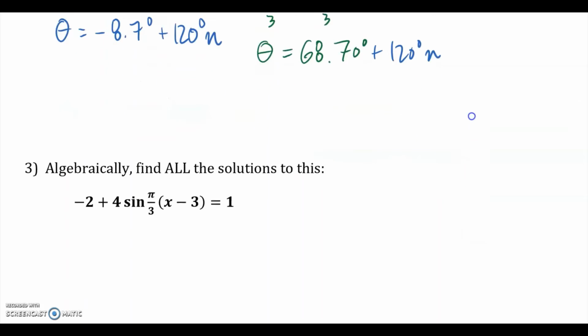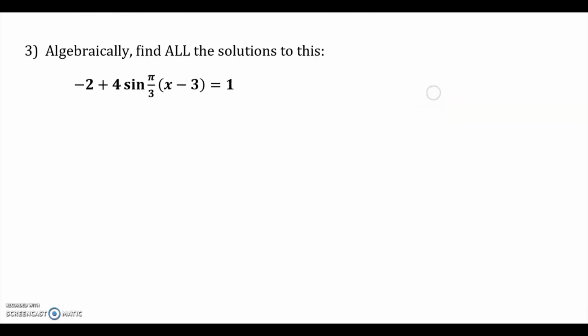Let's move to number 3. This one is practically nuts, but you got this. We can break this down. First of all, you see the variable x. That means I'm in radians. Switch your mode.